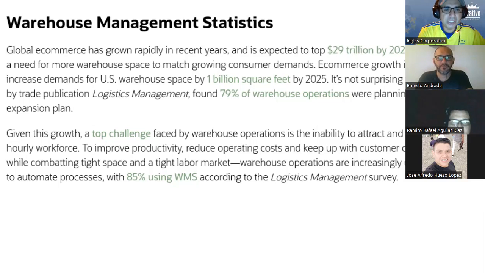And then it says, given this growth, a top challenge faced by warehouse operation is the inability. What is inability? Inhabilitar. Very good. To attract and retain a qualified hourly workforce. That is very important. People that work, they are very, very important in this part. To improve productivity, reduce operating costs, and keep up with customer demand, all while combating tight. Do you remember what is tight? Tight is como apretado, algo muy justo. Okay. Tight space and a tight labor market. So we are not going to have that much space and we are not going to have that many people. It's going to be difficult, right?